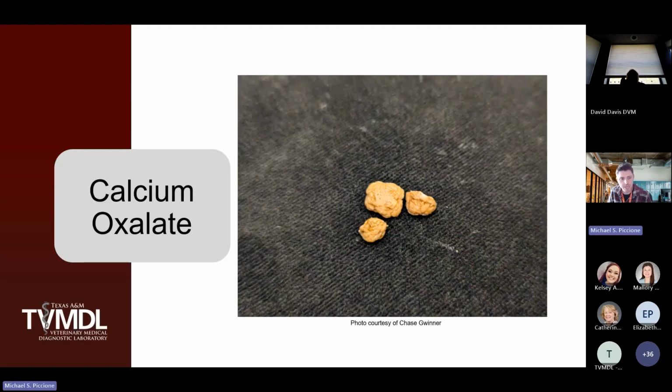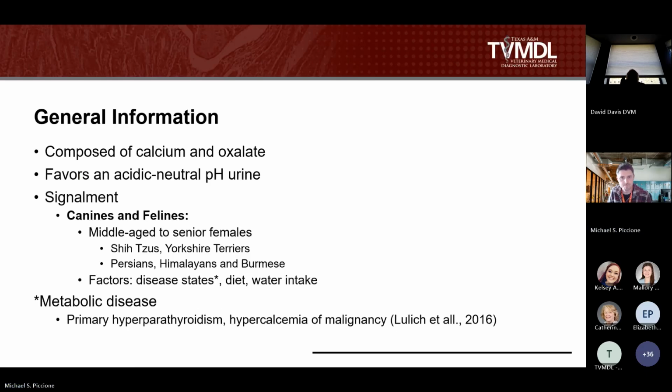Next up, we have calcium oxalate. So calcium oxalates, thankfully, unlike struvites, they're pretty straightforward. They're formed from calcium and oxalate. There's no hidden concern there. Unlike struvites, they do tend to form at more acidic pH. However, they can form at neutral pHs. So just be wary that you may not have a pH imbalance. It may be neutral, and you can still have these calcium oxalate stones that form.